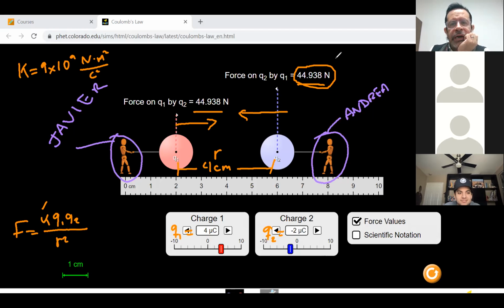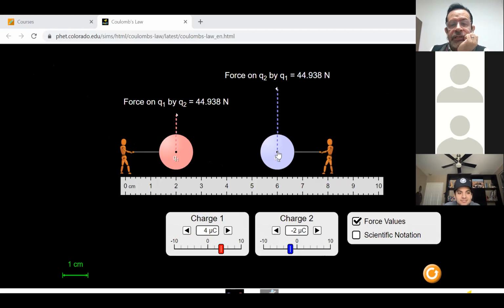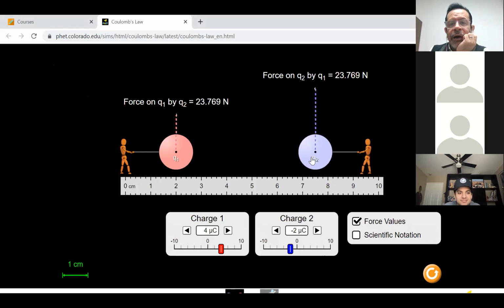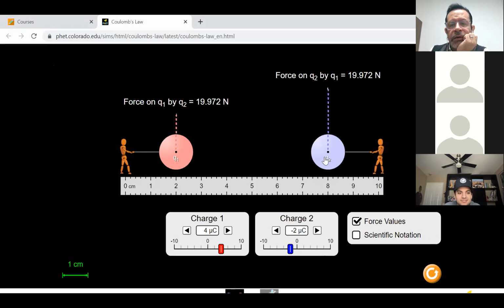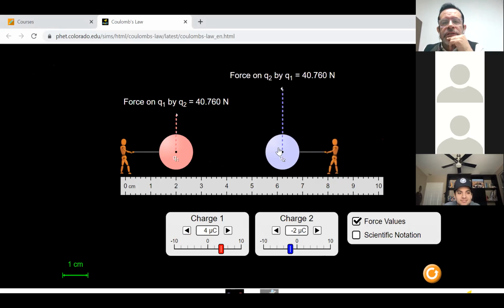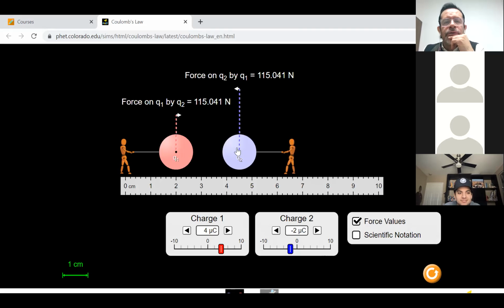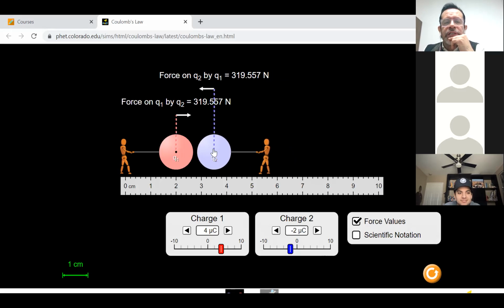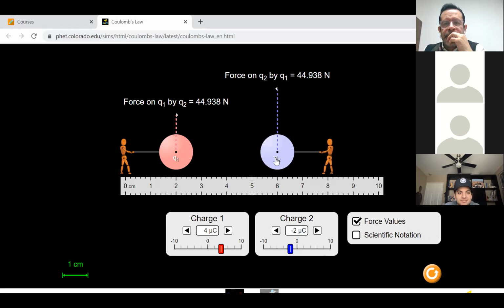What happens if I change the distance? Now Andrea moves further away. What's happening with the force that you guys are going to be feeling? The force is going to go lower. So instead of it being 44 newtons, it's going to be 19. And notice that the arrow got smaller. If I move this closer, notice that the arrow starts getting larger. That means that the force is getting larger. Okay. I'm going to leave it where it was.